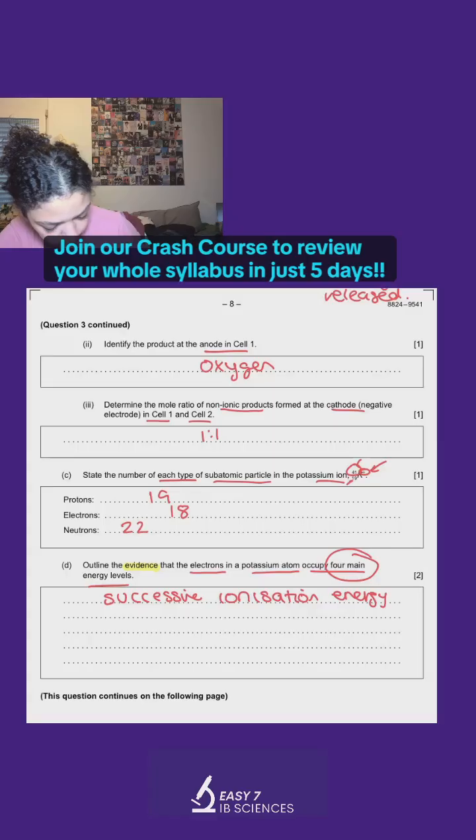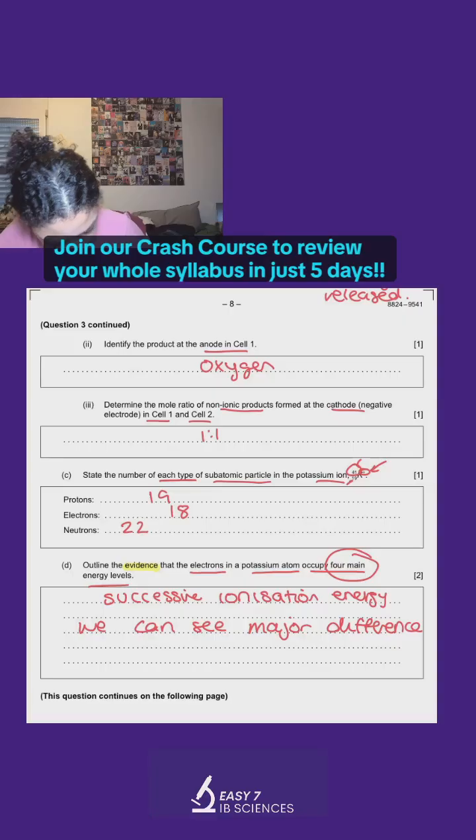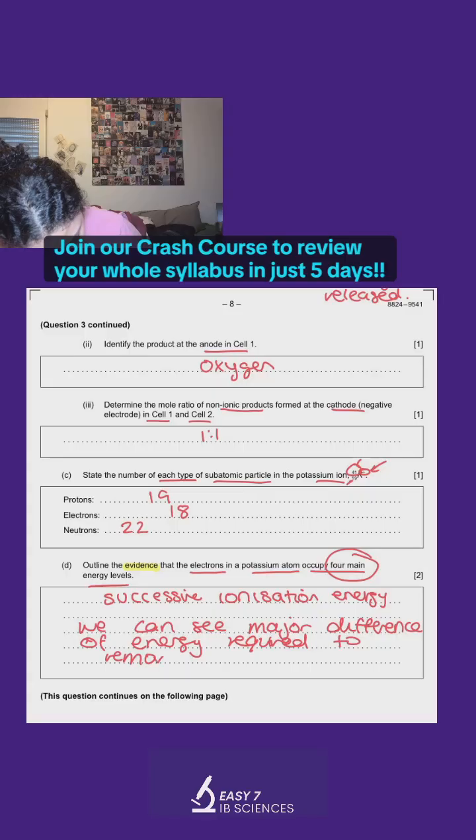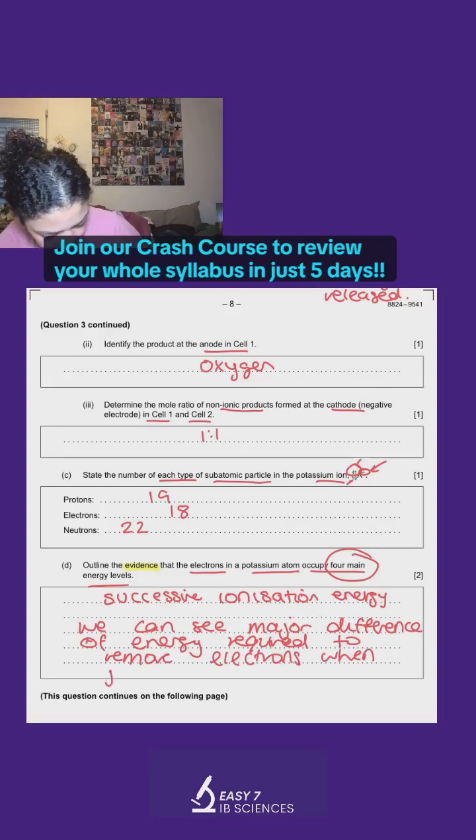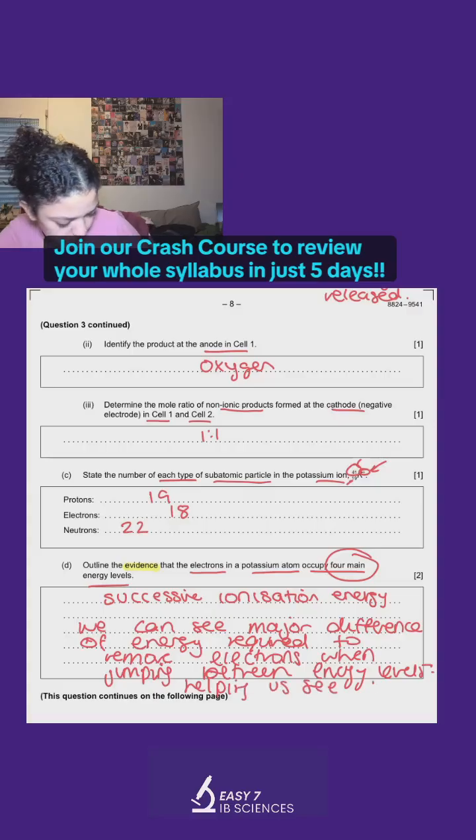that's 1 mark, we can see major differences of energy required to remove electrons when jumping between energy levels, okay, helping us see that there is 4.